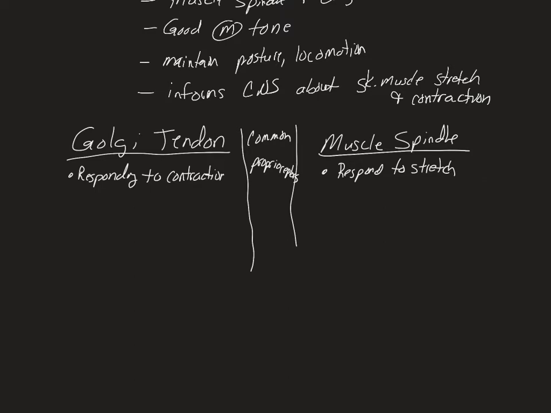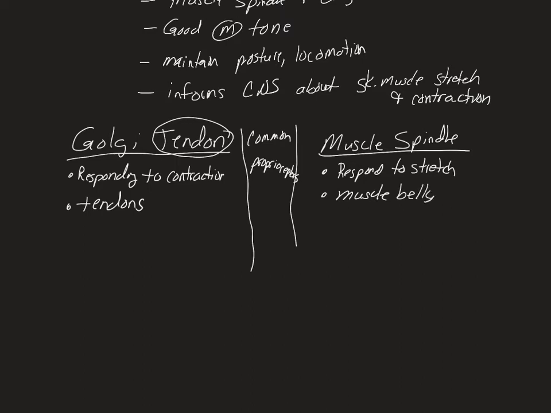You can also think about location. Look at the name, Golgi tendon. Guess where it's located? In the tendons, okay? Whereas the muscle spindle is actually within the muscle belly, as close to the tendon, but it's still there.